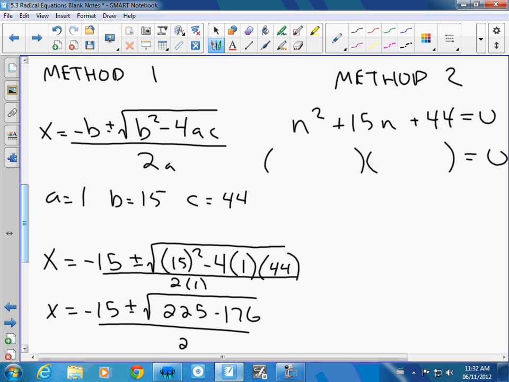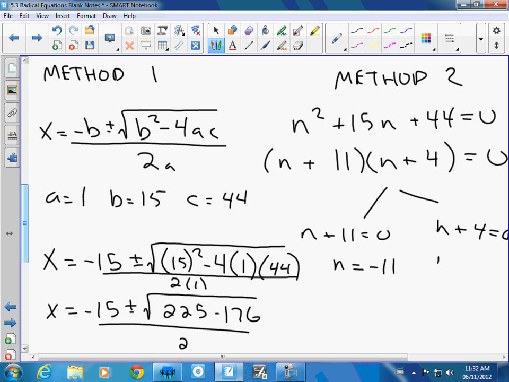Okay, what times what gives us n squared? N. What does this second positive mean? They're both the same, and they're both positive. I'm looking for two factors of 44. 11 and 4, that when added together give you 15. So 11 and 4. Now we just split them: n plus 11 equals 0, n plus 4 equals 0. So n equals negative 11, n equals negative 4. Well, that was tough.